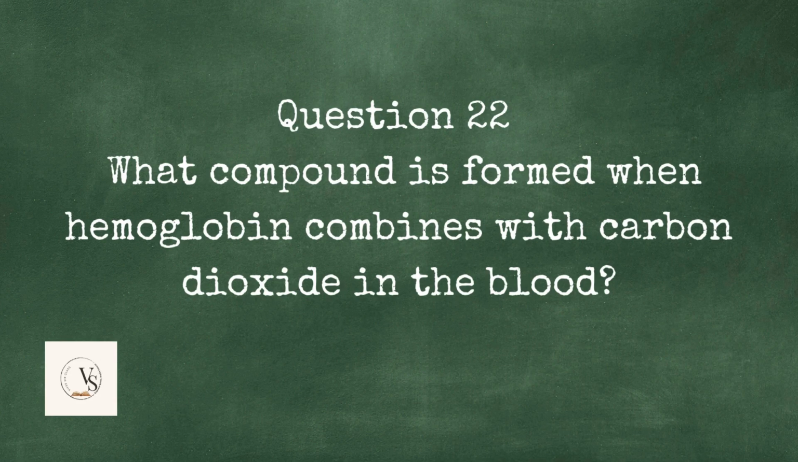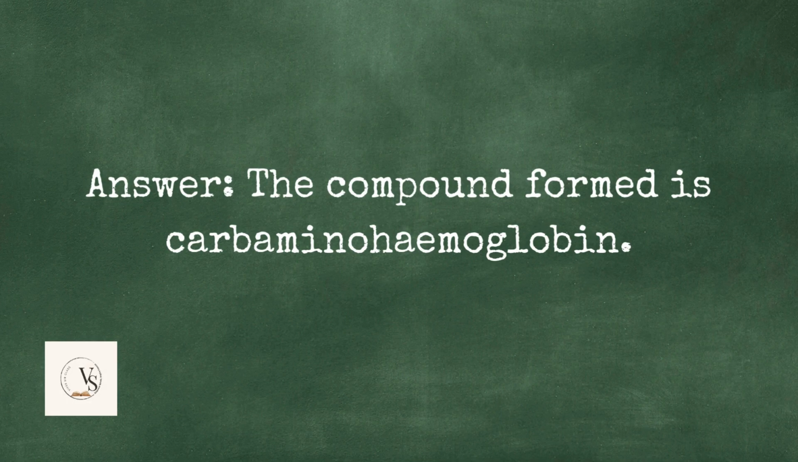Question 22. What compound is formed when hemoglobin combines with carbon dioxide in the blood? Answer. The compound formed is carbaminohemoglobin.